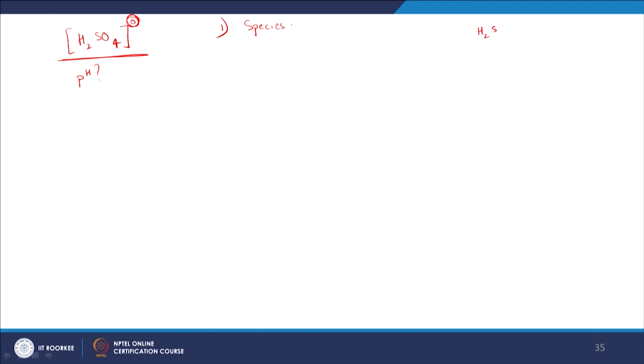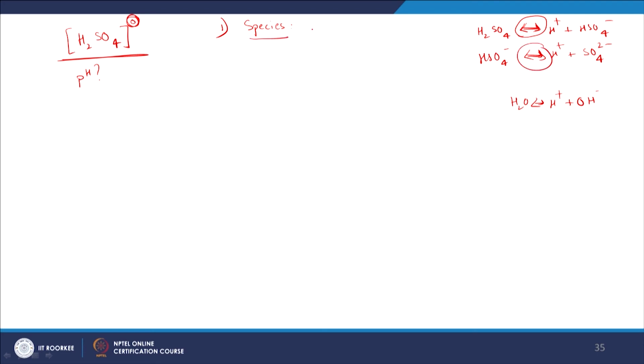H2SO4 is in equilibrium with H plus and HSO4 minus, and HSO4 minus can further dissociate into H plus and SO4 2 minus, right. These are the two equilibrium equations that we are considering for now, when we have only H2SO4. These are the only equations that we need to consider, other than obviously H2O dissociating into H plus and OH minus. So this particular nomenclature means it is at equilibrium, or it is a reversible reaction, right. So what are the species here?